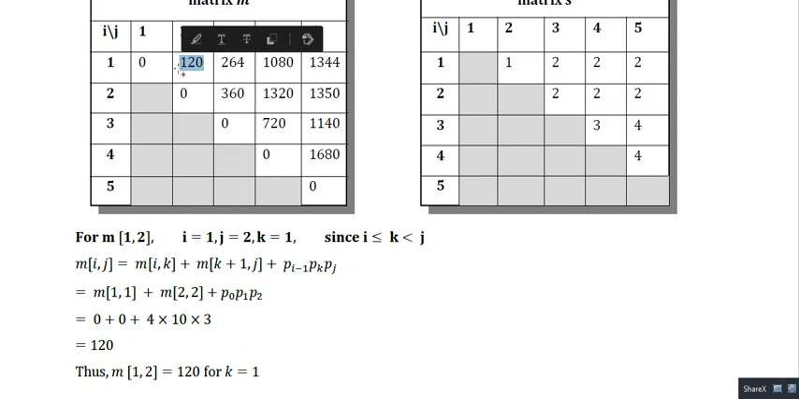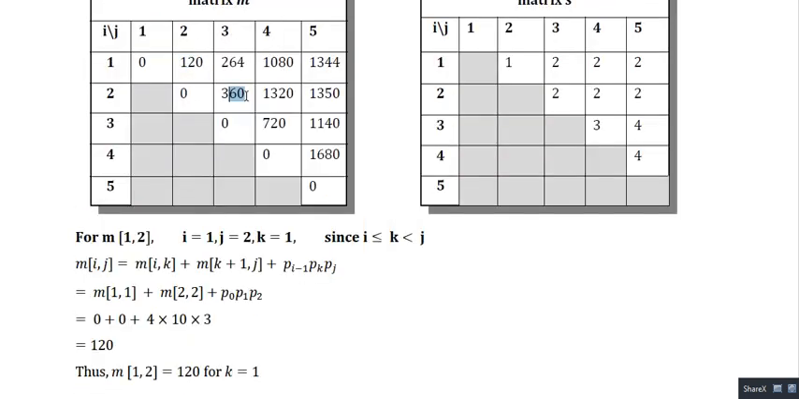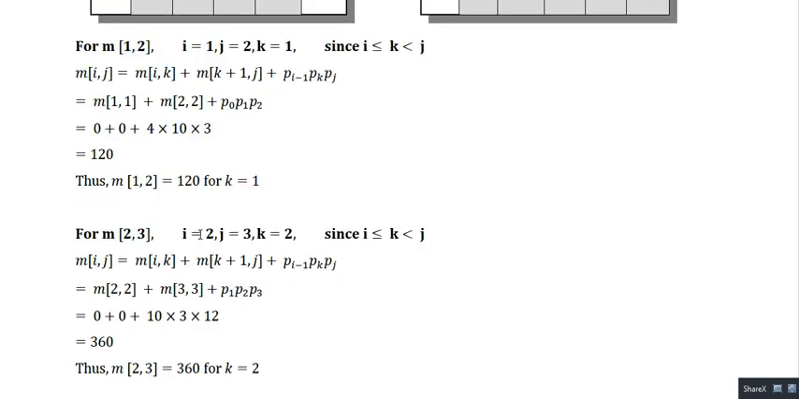Similarly, you can find this value. M23: how to get this value as 360? M23 means i is 2, j is 3. Only one possible value of k is allowed, that is k equal to 2, because the k value has to be less than j. So apply the formula: M22 plus M33 plus P1 into P2 into P3. So we are getting 360 here.